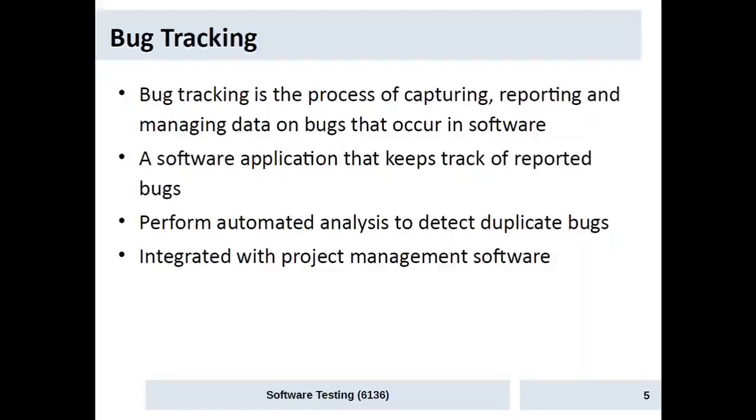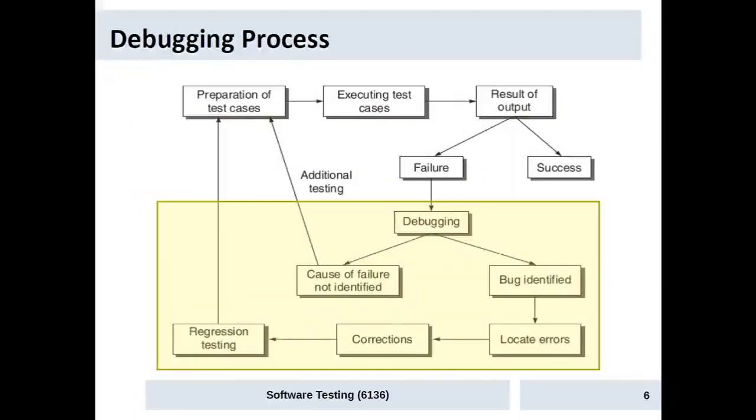Also, there are test management softwares which also have this integrated bug tracking facility. Now we will see the debugging process in detail. So we discussed the debugging process is used to determine the nature of failure based on the symptoms identified and locate those errors, and finally we need to correct those errors.